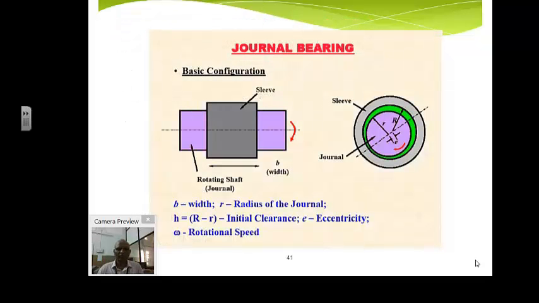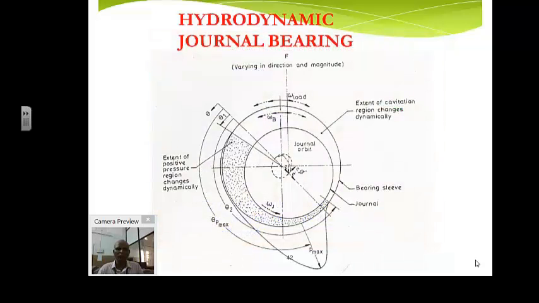So this is the configuration of a journal bearing. The width of the bearing, the radius of the journal, the radial clearance, the eccentricity as well as the rotational speed. This shows the pressure profile in the case of a journal bearing. The film thickness is highly enlarged and shown, and the pressure profile is shown where the maximum pressure is very close to the minimum film thickness, and the journal is rotating in a counterclockwise direction here.